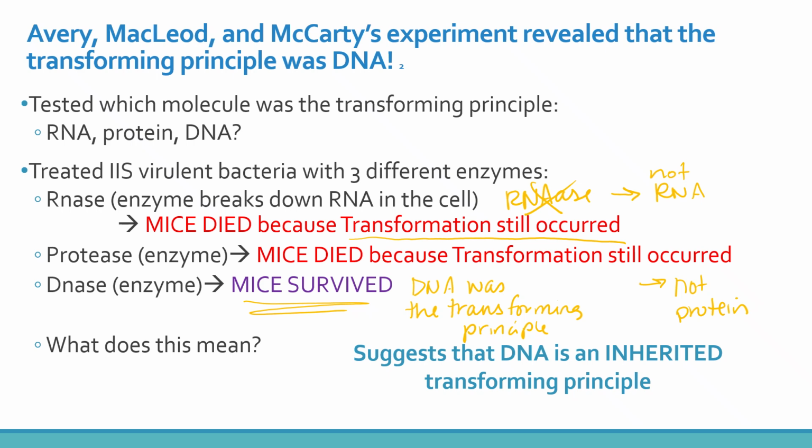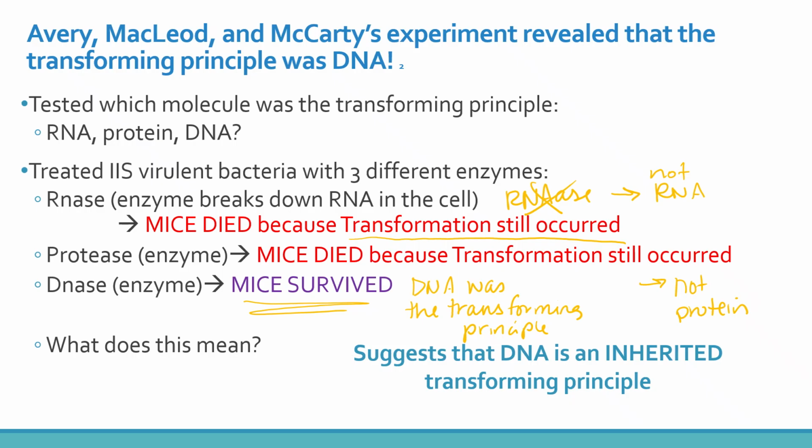So what does this mean besides the fact that we can kill bacteria with this transforming principle? Well, what it means is that DNA is what is being passed from cell to cell. Now, in the bacteria, this is happening through transformation, which is why we call it the transforming principle, because we saw that transformation happening in Griffith's experiment.